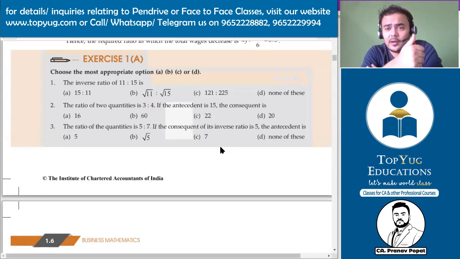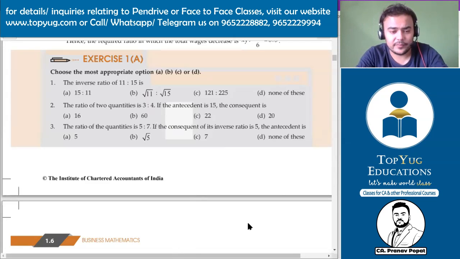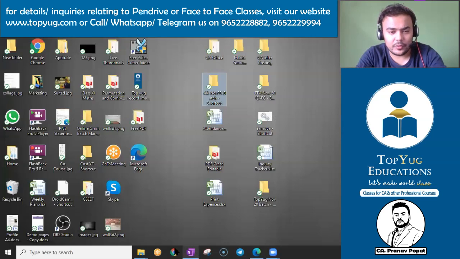Everybody knows, right, how to download the ICAI PDF from the website? Any problem to anyone about that? How to download the chapter PDF of ICAI? Mayank, you don't know or you're saying no problem? Okay, tell me, sir, please. Guys, watch it carefully. You need to go to your browser.